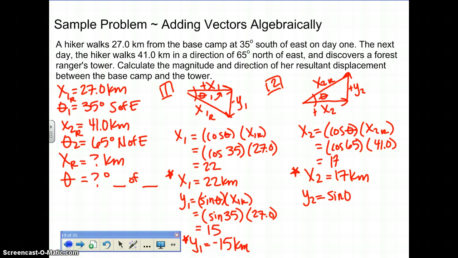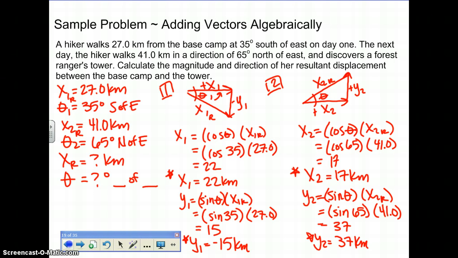Y2 is going to be sine theta times x2r, your resultant. So therefore, that would be the sine of 65 times 41.0. Throw that into your calculators. Sine 65 times 41.0 gives you about 37. So therefore, y sub 2 equals 37 kilometers.